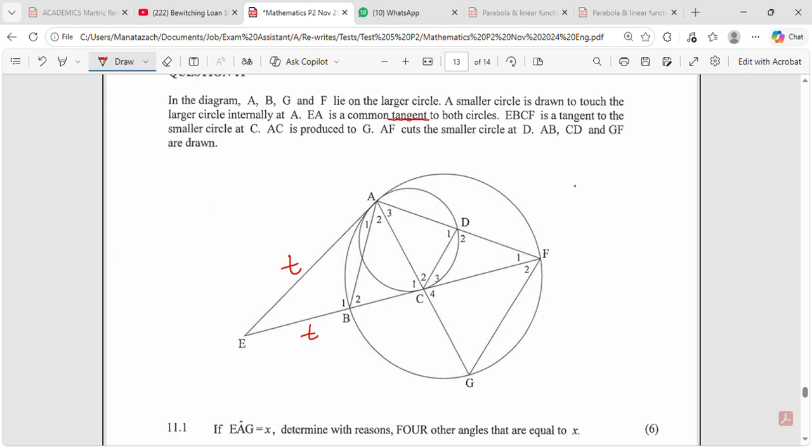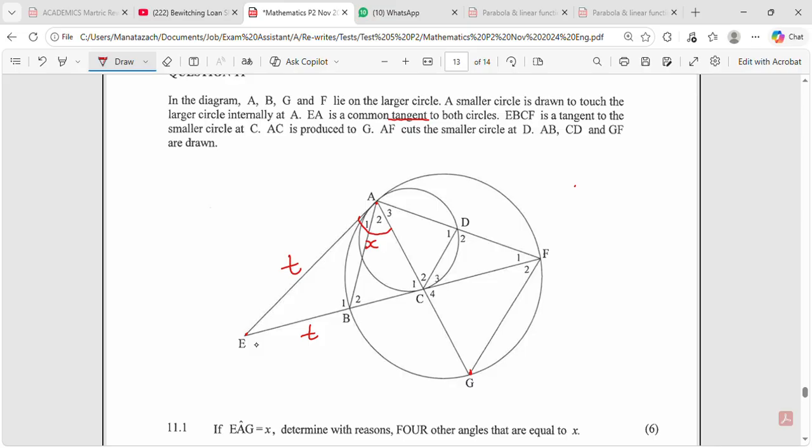11.1. If EAG is equal to X, so think about EAG, that entire angle there. If it's equal to X, we need to determine, with reasons, the other angles that are equal to X. So remember, we've got tangents. So that's going to be our beginning to answer this question.